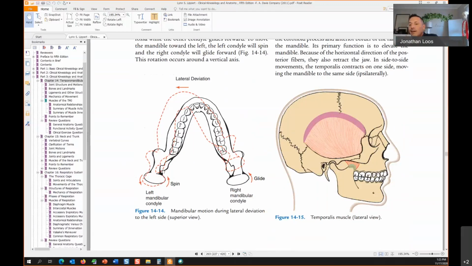And then when you do a lateral deviation to your right, so if I stick my jaw to my right, this side is acting like it's closing or clamping down. It's spinning a little bit in its space. And then the left side is acting like it's opening.